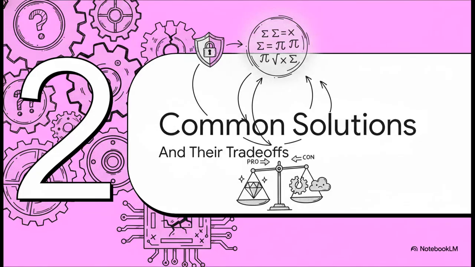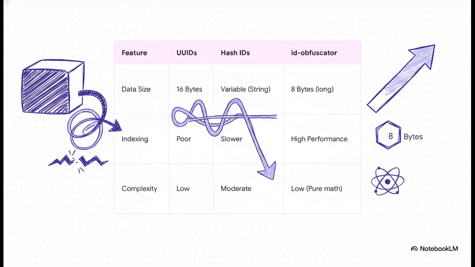Now look, engineers know this is a problem, and we've all reached for the usual suspects to try and solve it. But these common solutions, they come with some pretty hefty trade-offs. So let's break this down. UUIDs are great for randomness, but they're terrible for your database. They're 16 bytes, and their random nature causes massive index fragmentation, which absolutely kills performance at scale.